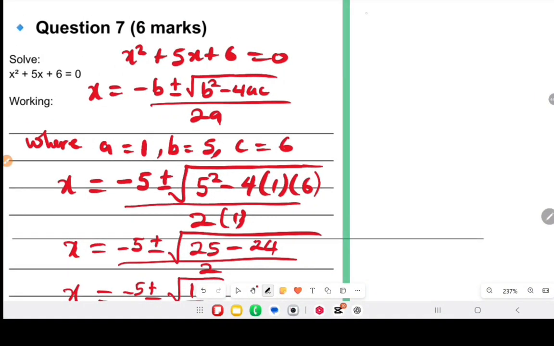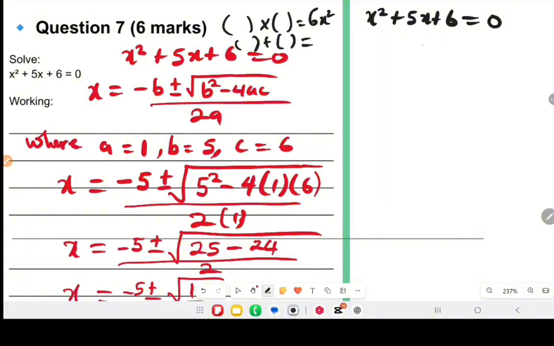If we use factorization method, we have x squared plus 5x plus 6 equal to 0. What we first do, we multiply the end, which is x squared times 6, gives us 6x squared. We look for two items when we multiply it to give us 6x squared. And also the two items when we add it, it will give us the middle one, which is 5x. And these two items are 3x and 2x. 3x times 2x gives us 6x squared, and 3x plus 2x gives us 5x.